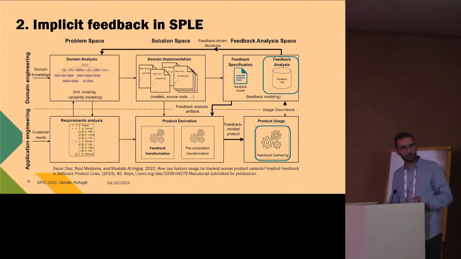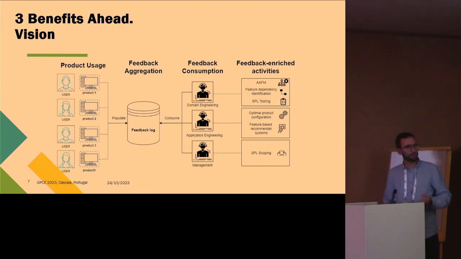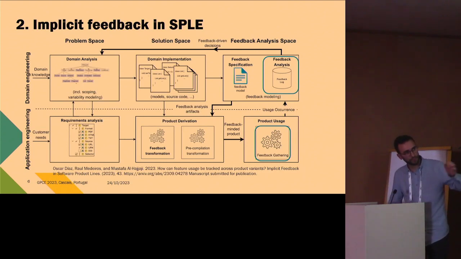And the purpose of this work was, okay, once we have this feedback in the feedback log, what can we do with it? So we saw that in single application development, the most common approach is maybe to prioritize requirements or try to improve the usability of the applications, but product lines exhibit new or special activities that maybe could be enriched with implicit feedback.